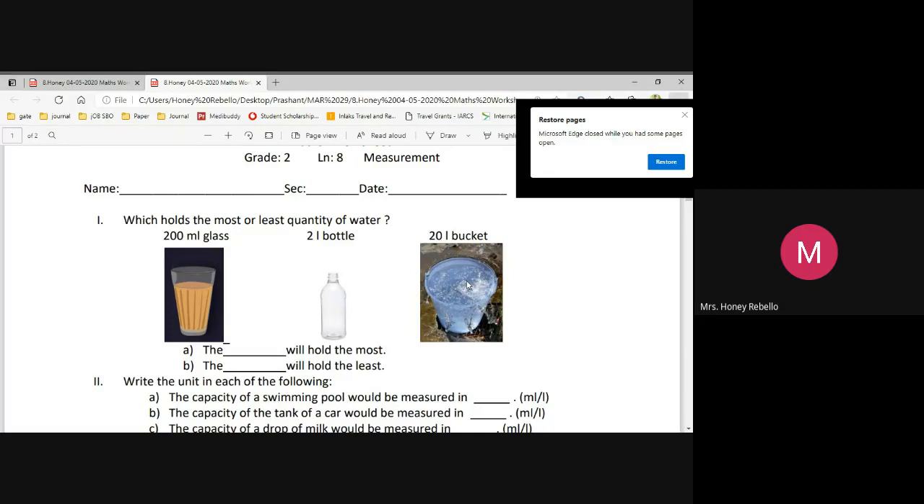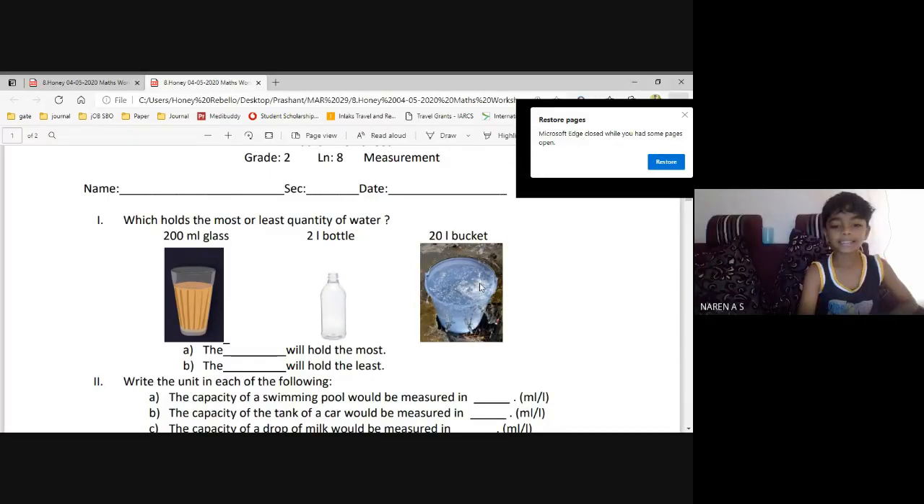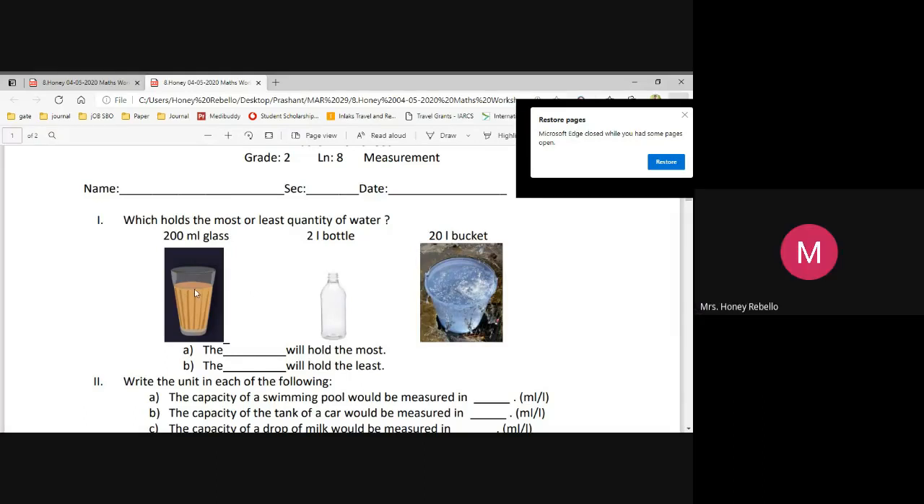Okay, children. Now, Naren is going to answer. Which item holds the most? Most means more water. Can you tell me which one? Bucket. Only Naren is answering. Very good, Naren.